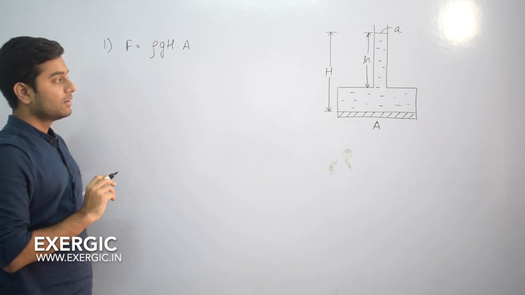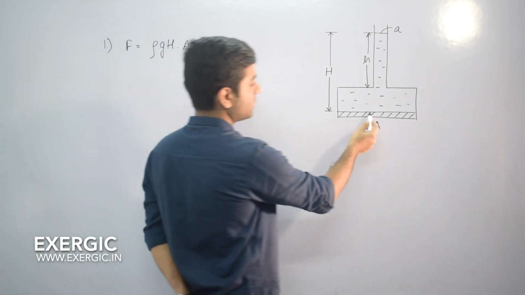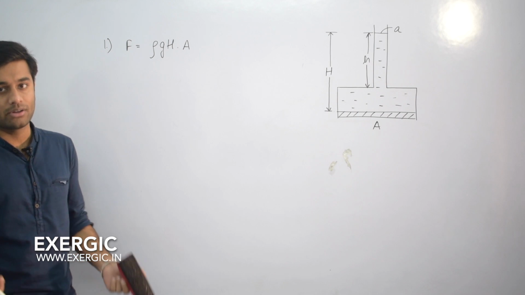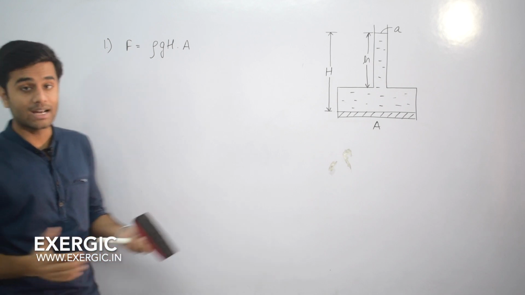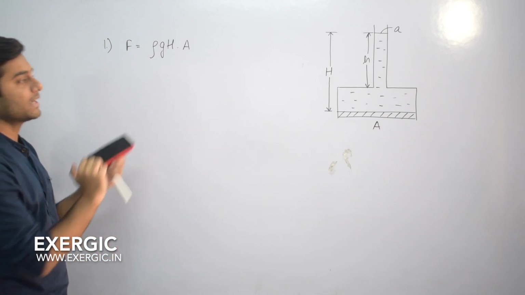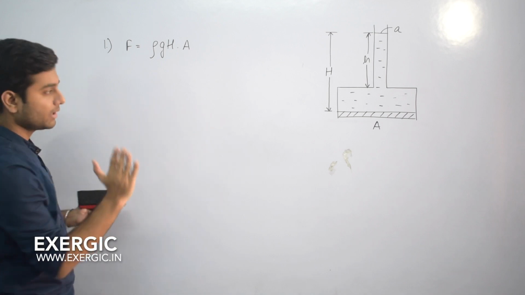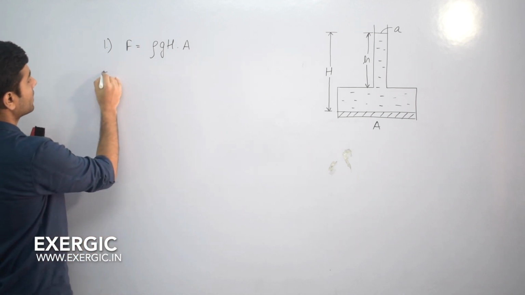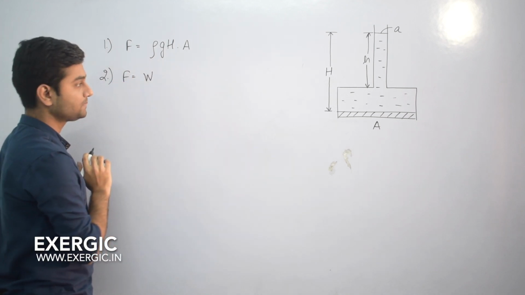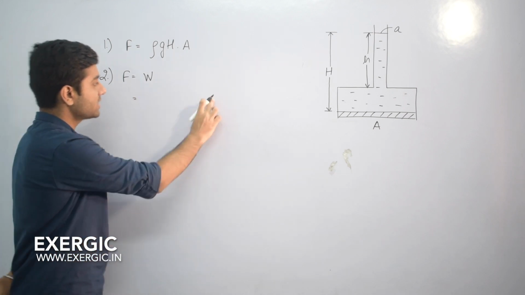Some of the students may think that the weight acting on this area should be equal to the weight of this fluid, right? If some person is sitting on a particular area and I ask you what is the total force on that area, then the total force on that area will be the weight of that person, right? So the same thought can come to your mind and you can think that the weight of the fluid should be equal to the force on the bottom area, which seems very logical. So force should be equal to the weight of the fluid. Okay, so let's try to come to an expression for the weight of the fluid.